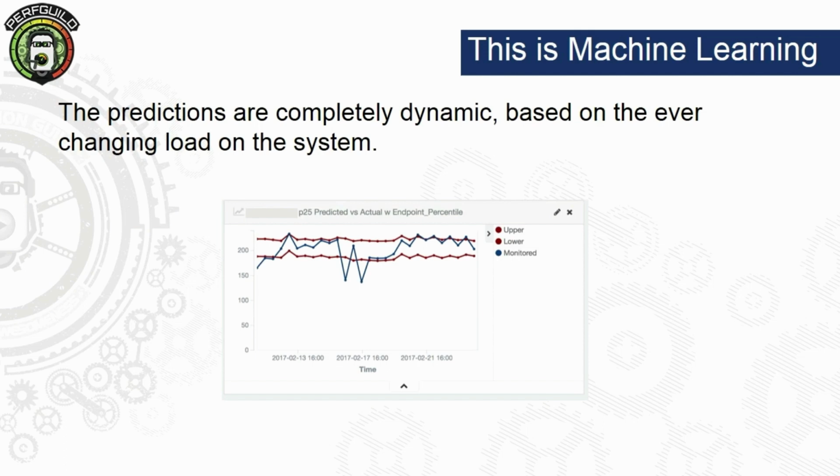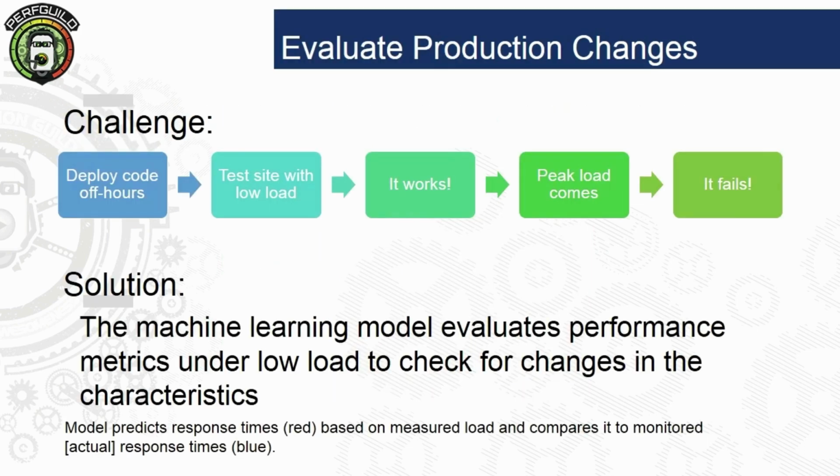That's very powerful. And that lends itself to a number of use cases. The first use case is to evaluate production changes. A common situation is a team will deploy code to production during off hours, and then they go and test it and everything works and performs well, but the site is under low load, it's off hours.